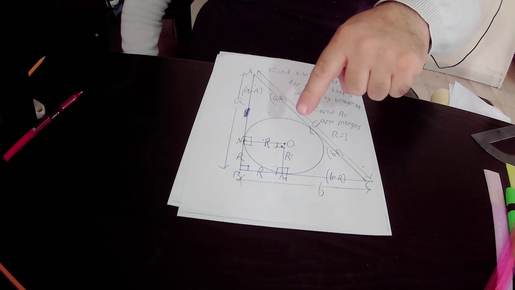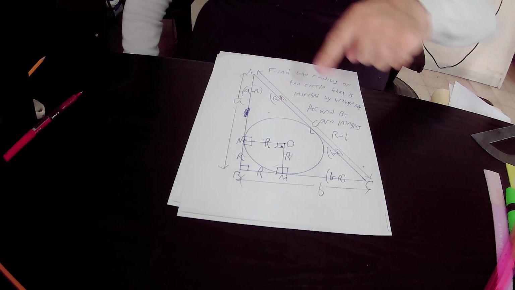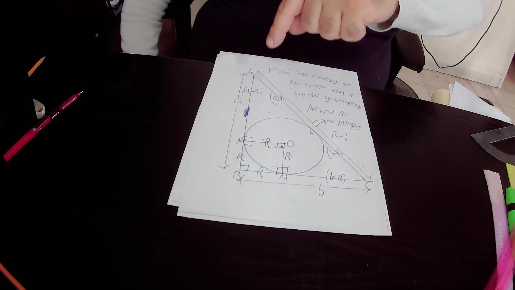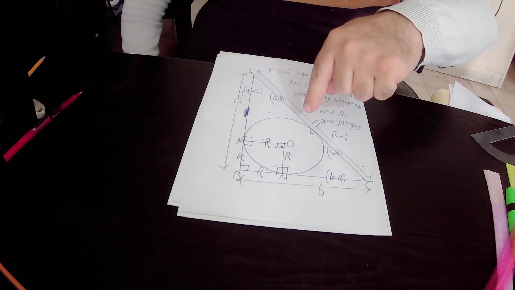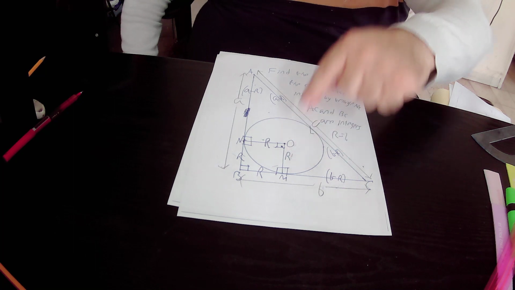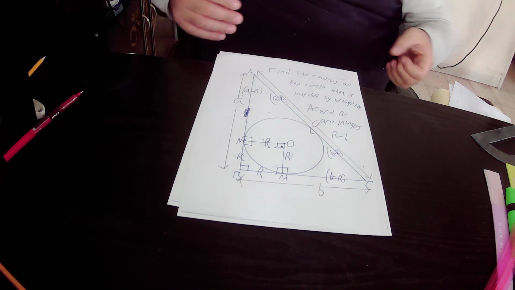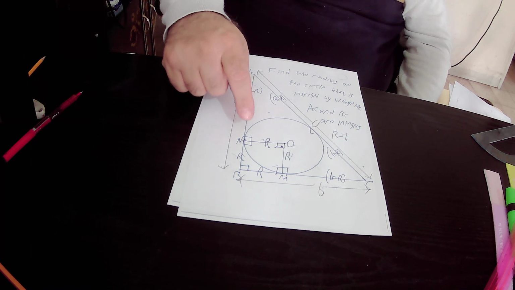But NO equals R, therefore BM is also equal to R. Likewise, according to the rule that the opposite sides of a rectangle are equal to each other, we get that NB equals OM. But NB equals R, therefore OM also equals R. So quadrilateral OMBN is not just a rectangle but a square, because all of its sides are equal to R.